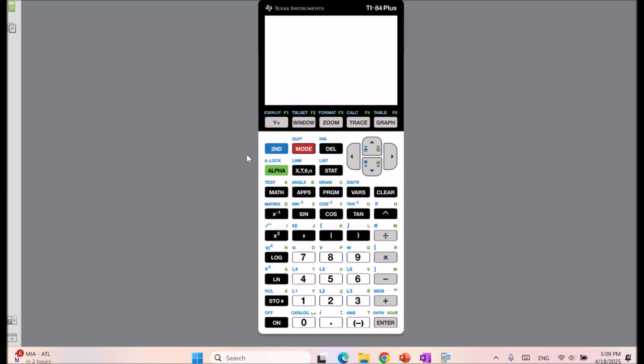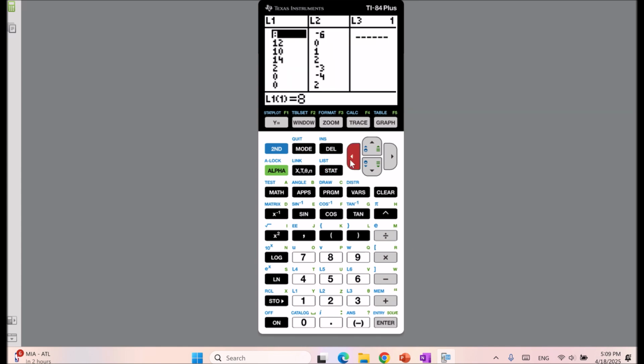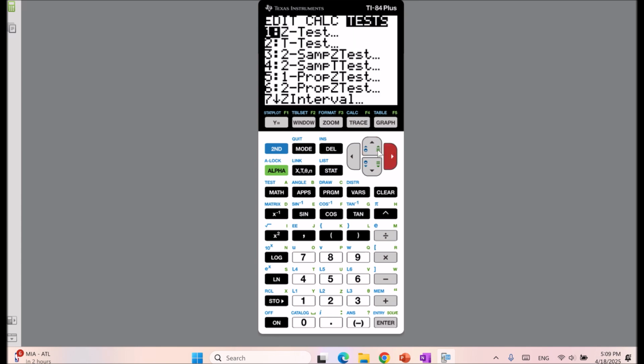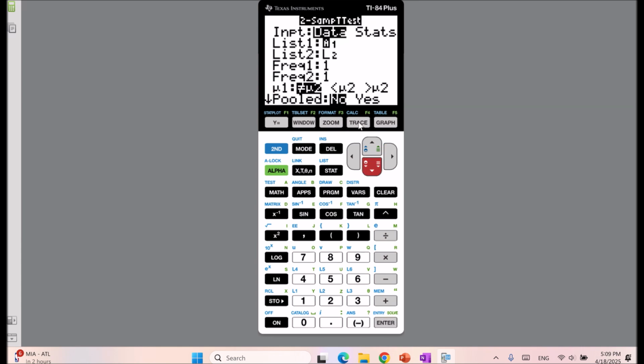All right, so we're on the calculator. We're going to go to Stat, Edit, and we're going to put in our lists. This is for the fish oil group, L1, and L2 is for the regular oil group. So I went ahead and typed that in. Then you would hit Stat, go to Tests, and then go to 2-sample t-test, number 4. We've got list 1 and list 2. We're going to choose data because we have data provided. You can ignore the frequency.